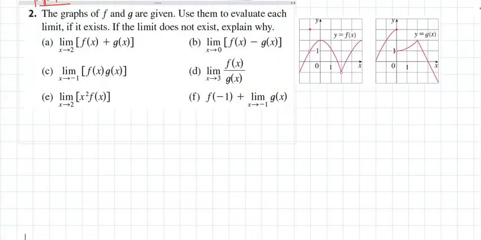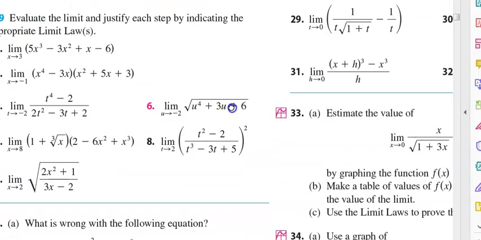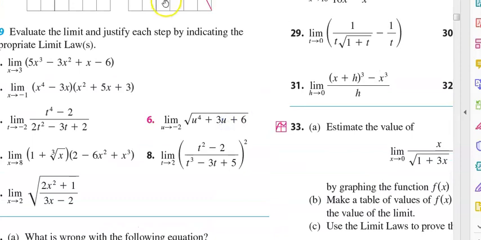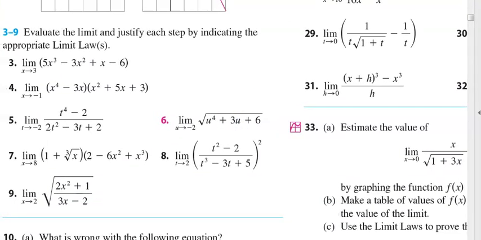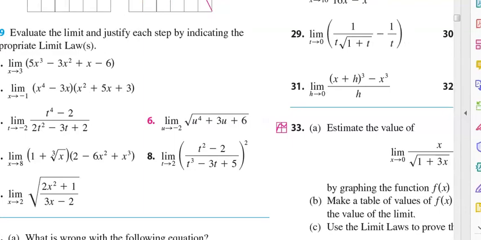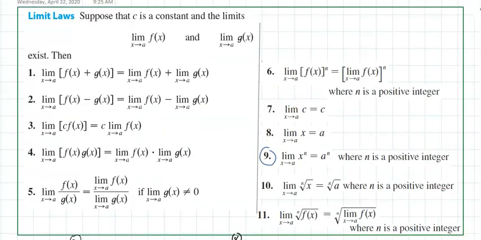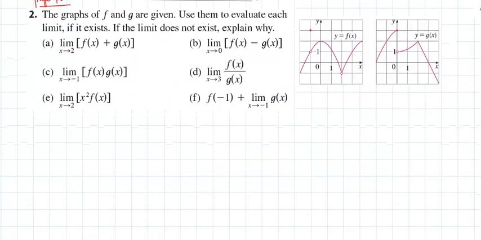If I start with problem number 2, so only on number 2 through 9, and I know you can't see that, let me just move that, but here we go. Number 2 through 9, I would like you to justify which of those rules you are using. Only on those. You're not going to do that on a test. I need you to do that in the homework.